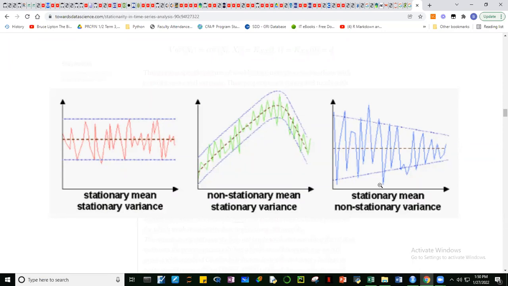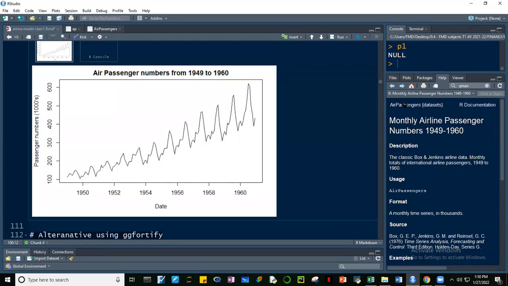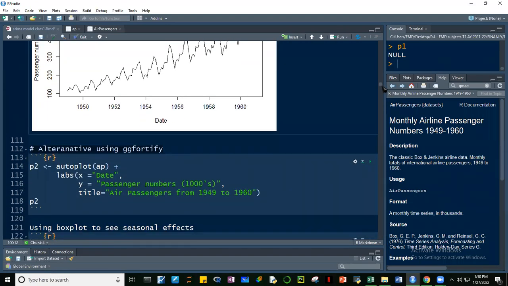As against this one, our AP data is reversed. Its variability is increasing over time. Thank you Matthew. It has a trend, thank you Aubrey. And it is not constant, it is not stationary in variance. Okay, good. So you get the lesson.